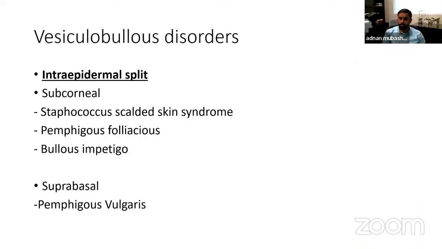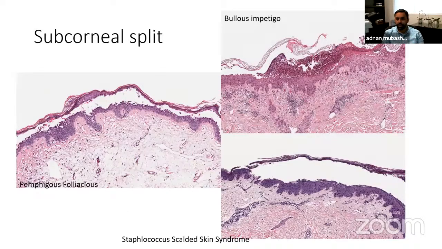Then vesiculobullous disorders. This is one of the last patterns in the diseases of the epidermis. So depending on where the split is, if the split is within the epidermis, subcorneal, you can have staphylococcal scalded skin syndrome, pemphigus foliaceus, or bullous impetigo. If it is suprabasal, still in the epidermis but at that level, it will be pemphigus vulgaris. Let me just show you a few examples.